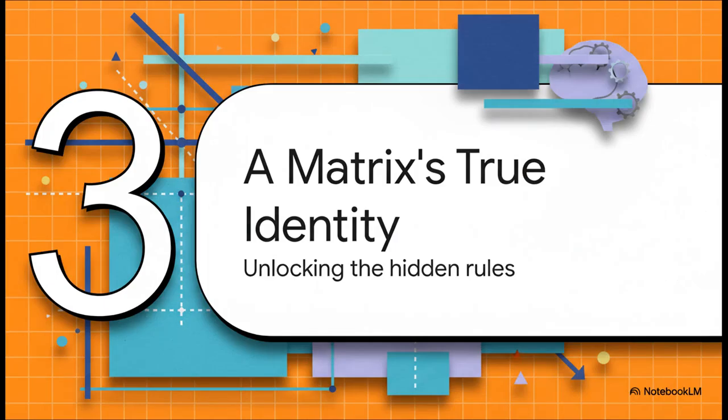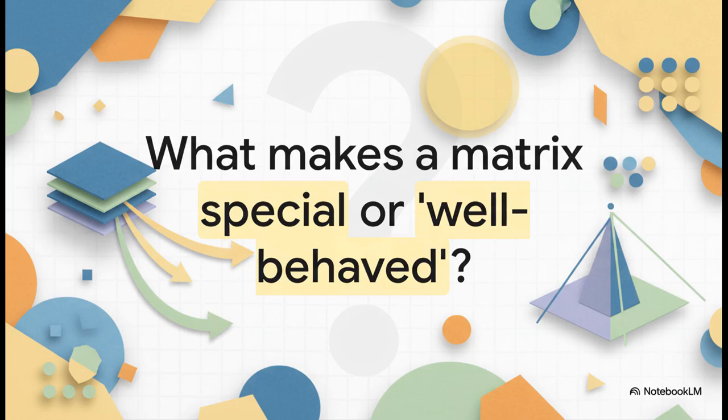So we've seen matrices as tools for calculation and as geometric actions. Now, we're going to go a level deeper and uncover the hidden connections that really define a matrix's fundamental character. So what is it that makes a matrix special? What makes a transformation clean, complete, and perfectly reversible? It turns out there isn't just one answer. There are like a dozen of them. And amazingly, they're all connected.